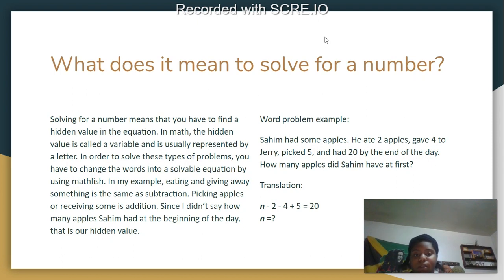So the example that I'm referring to is Sahim had some apples. He ate 2 apples, gave 2 to Jerry, picked 5, and had 20 by the end of the day. How many apples did Sahim have at first? After you translate using the chart that I showed you a few slides ago, you will get n minus 2 minus 4 plus 5 equals 20. Not done there yet, because you still have to figure out how many apples Sahim had at first. And so n equals what? That's what you have to solve.